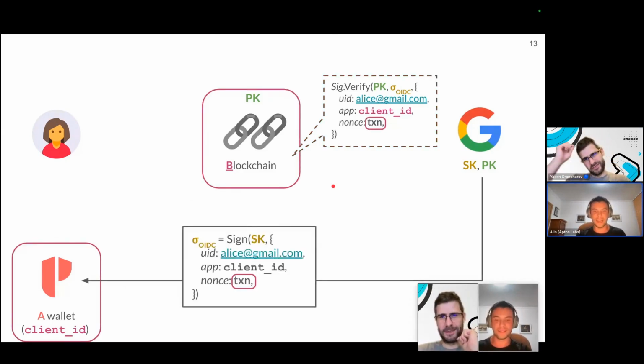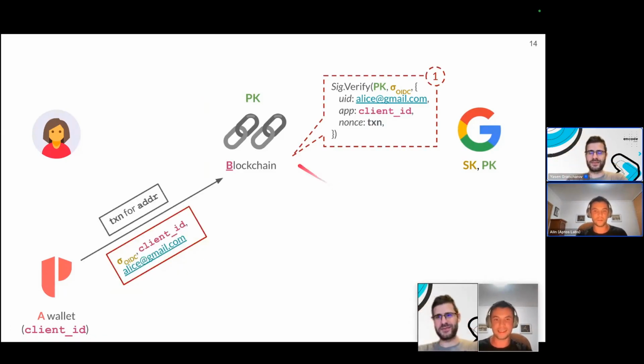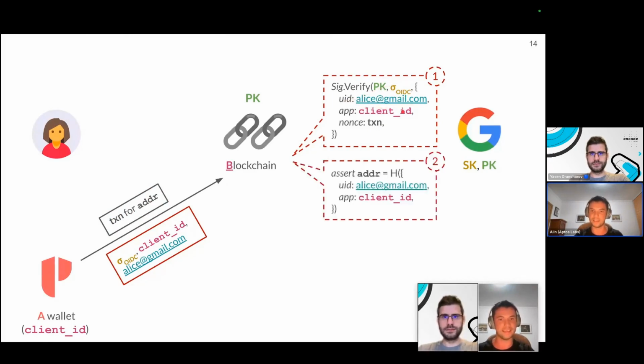So as I was kind of hinting earlier, what we're essentially going to do to enable a keyless account is we can send the transaction for this keyless address and reveal the signature from Google and the client ID under the address and the email under the address. And then the blockchain could simply verify that the signature is over the same email and client ID as in the address and the transaction.